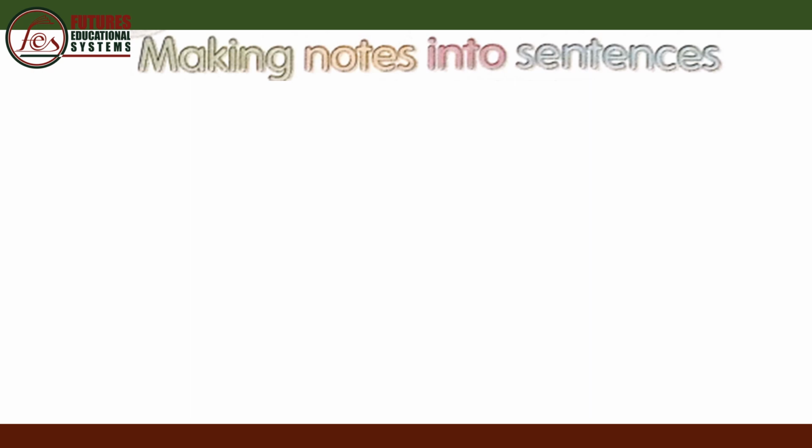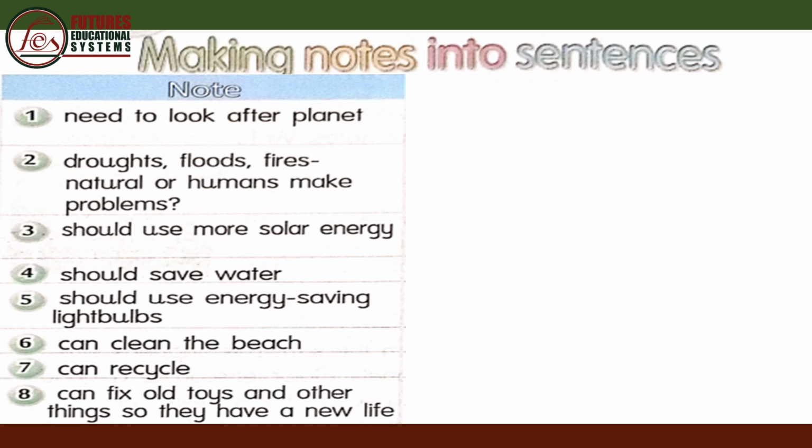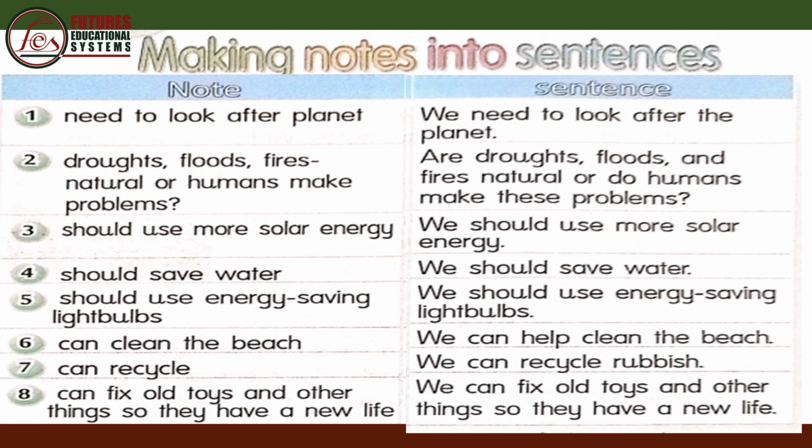Making notes into sentences. Now, my dears, I'll show you some notes and how we can use them to make sentences. Okay, so here in the first column, we have some notes and we will learn how we can change them into sentences. Number one, need to look after planet. So of course we can use the pronoun we in the beginning to make it a sentence. So we need to look after the planet.